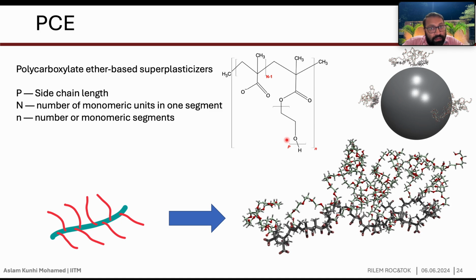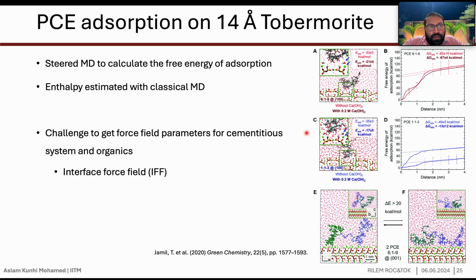P is a side chain length. Capital N is the number of monomeric units in one segment, and small n is the number of those segments. With this, you can create different molecular architectures of PCEs. And often, just to give an example, people have looked at different types of PCE adsorption on 14 angstrom tobermorite, right?